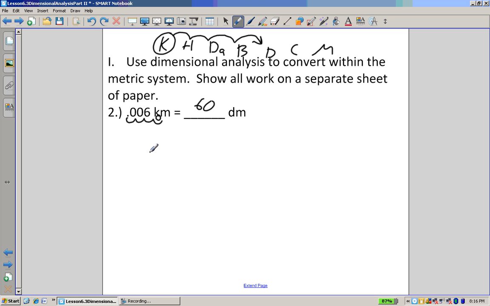Now, we do have to show the dimensional analysis here. So we're going to put the 6,000ths of a kilometer over 1, and say times a blank fraction bar. Now, since we want to get rid of the kilometers that are on top here, they must be on the bottom here so that we can have them divide out. We want the decimeters on the top.